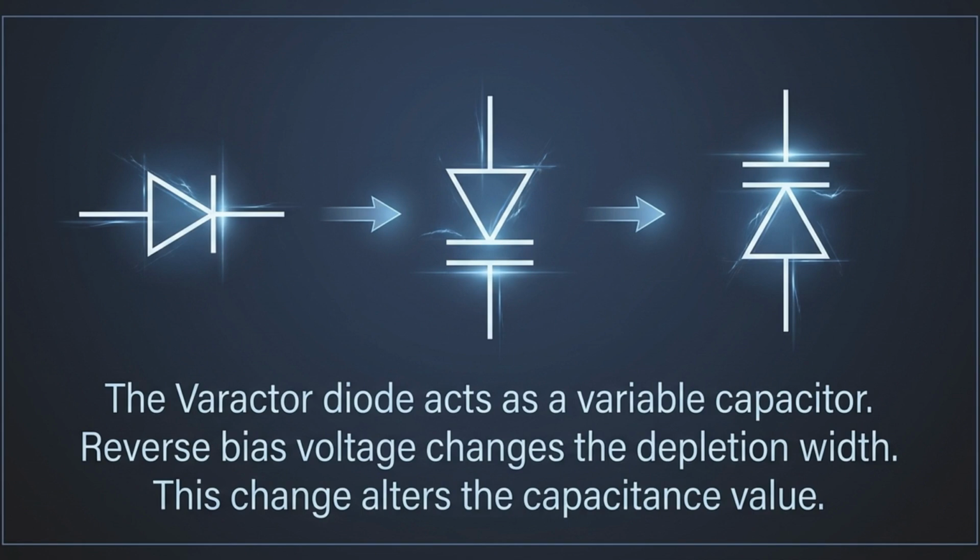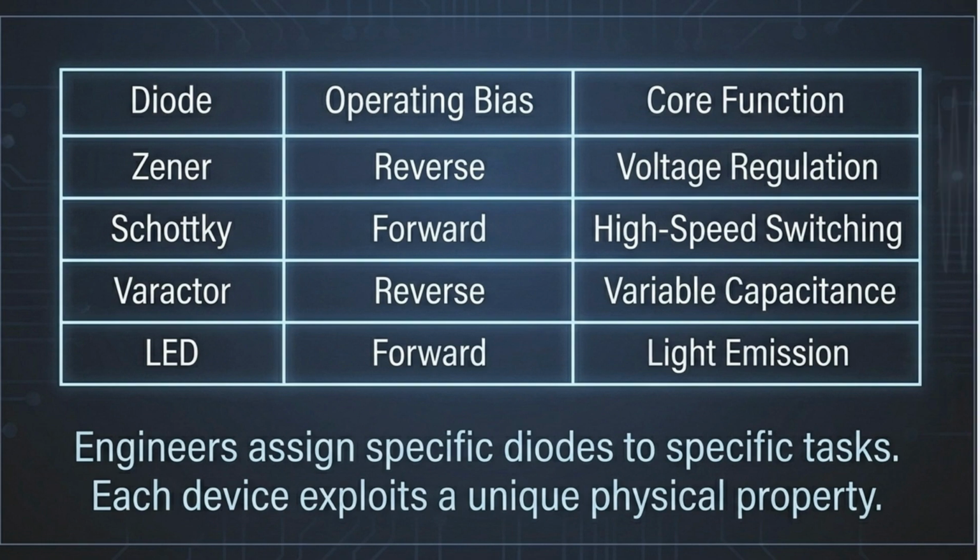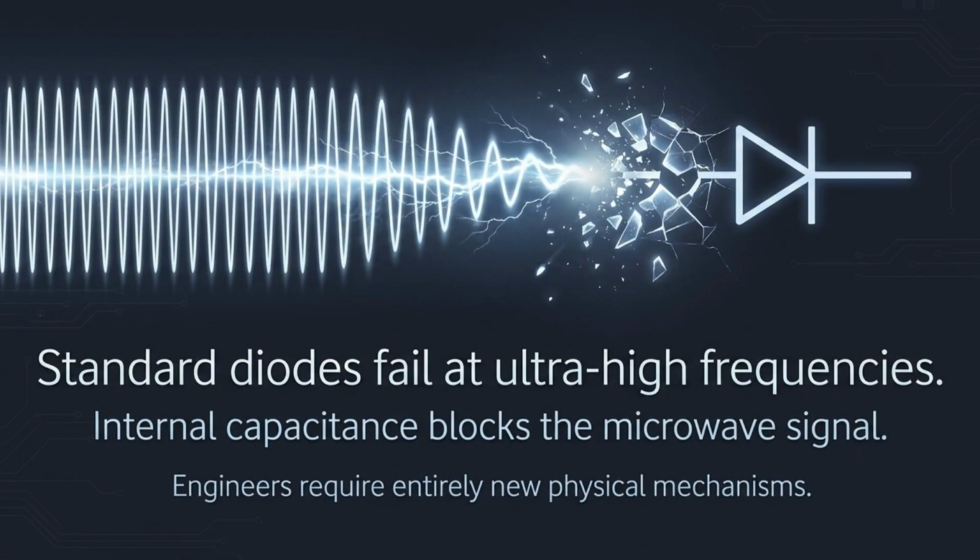A varactor diode functions as a variable capacitor. By adjusting the reverse bias voltage, we can change the depletion width and alter the capacitance value. Engineers select specific diodes for different tasks, as each device exploits unique physical properties to perform functions like voltage regulation or high-speed switching. Standard diodes often fail at ultra-high frequencies because their internal capacitance blocks microwave signals.